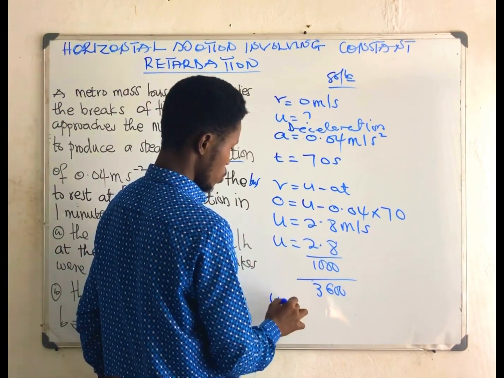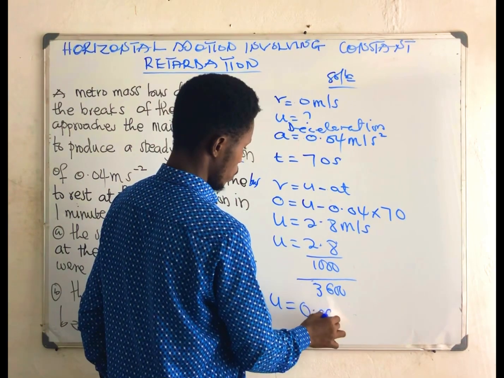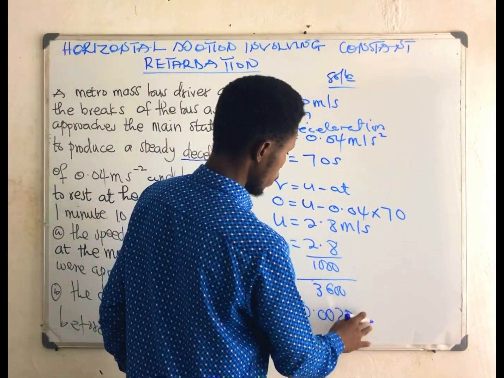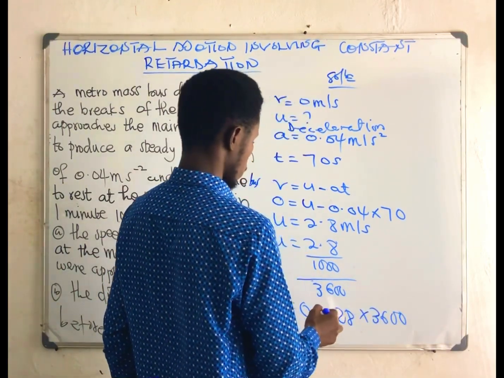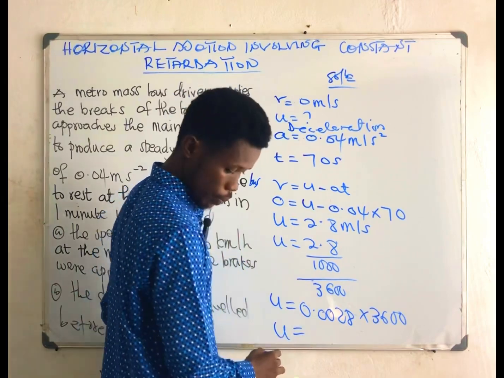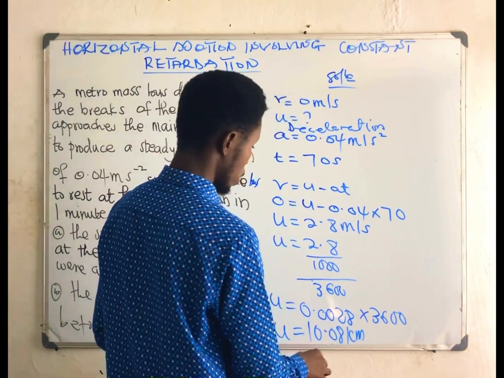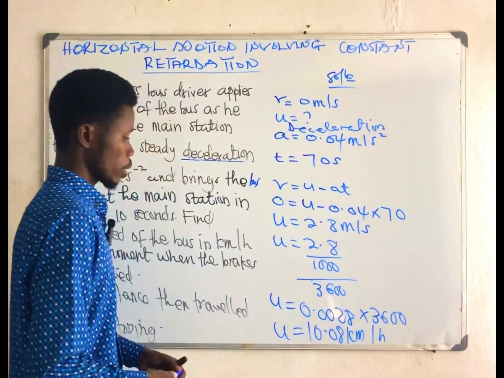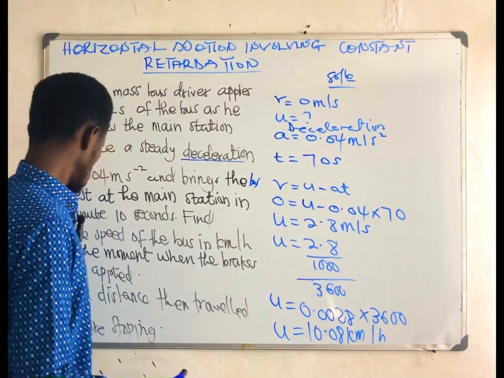So that will give you U equals 0.0028 times 3600. So my U is going to be 10.08 kilometers per hour. Is that okay? So this is what you are going to get. Thank you. Now let's move to the next one.